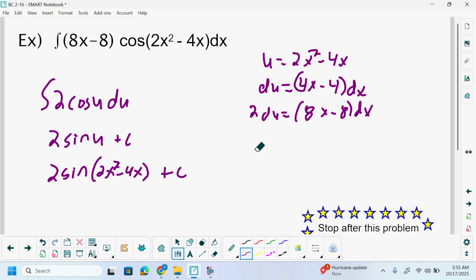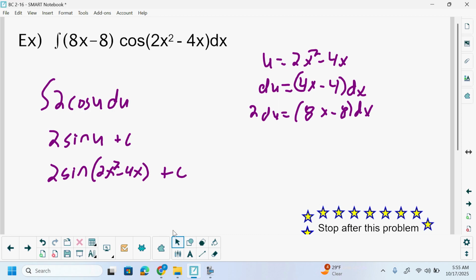All right, for this one, let your u equal the inside of the cos function, the 2x squared minus 4x. The derivative is 4x minus 4 dx. So we need to correct by multiplying by 2. So the 2 in the du will replace the 8x minus 8 dx, and then you got the cos u for the other part. Antiderivative of cos is sine. Sub back in for u.